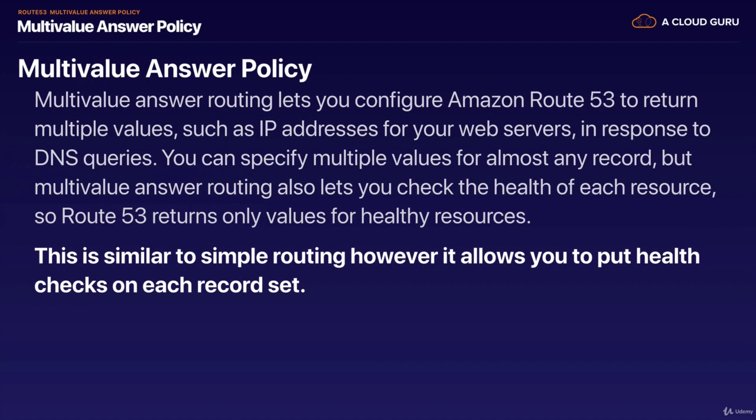It allows you to configure Amazon Route53 to return multiple values, such as an IP address for your web servers, in response to DNS queries. And you can specify multiple values for almost any record, but multi-value answer routing also allows you to check the health of each resource, so Route53 returns only the values for healthy resources. So what does that mean? Well, basically, this is exactly the same as simple routing. However, it allows you to put health checks on each record set. So let's go have a look at how this works in the AWS console.